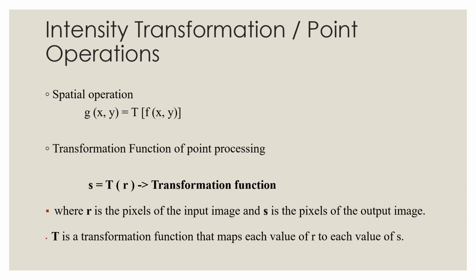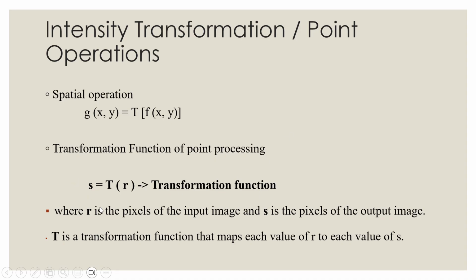So the gray level transformation is also called intensity transformation or point operation. It is a spatial operation which is performed on each and every pixel of the input image. Let us consider that f of x comma y is an input pixel. Then the transformation T is applied on that input pixel, and we get the output pixel as g of x comma y. So this transformation function is called point processing.